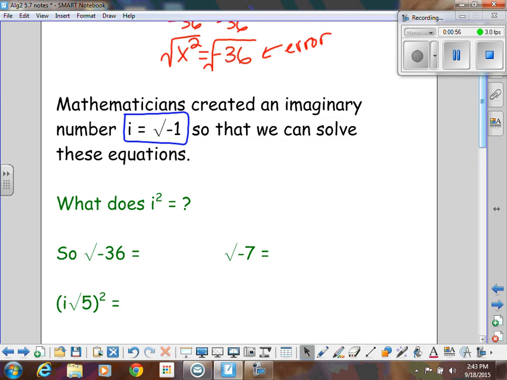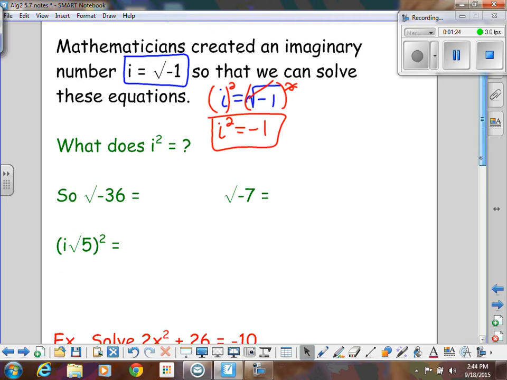So if I take my i definition, here's our definition, and I square both sides, I would get i squared on the left, and then what happens when I square a square root? They cancel each other out. So I have just plain old negative 1, no square root. So i squared is equal to negative 1, and we will be using that later when we start simplifying. So here's how that looks just in simple terms.